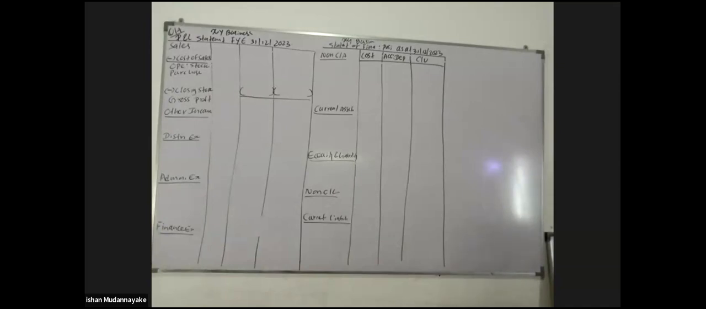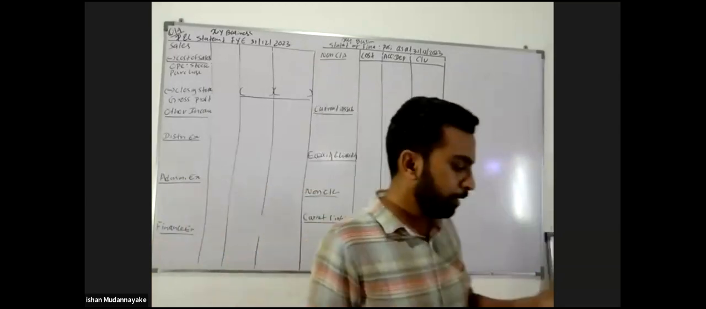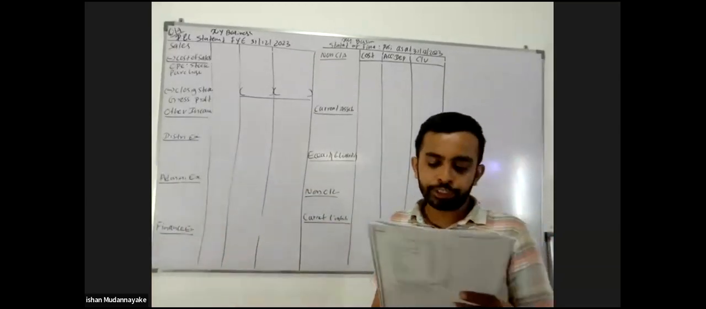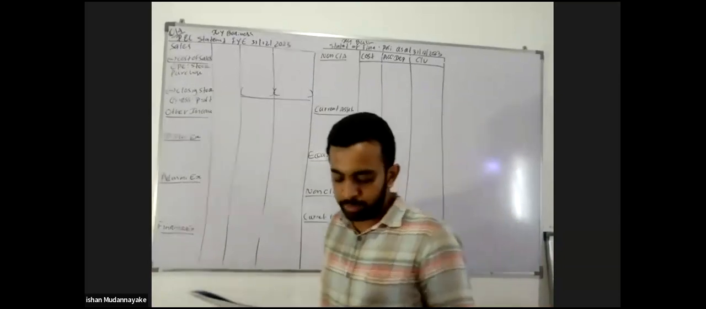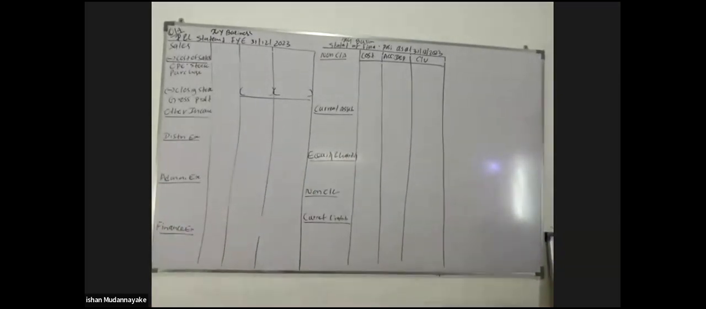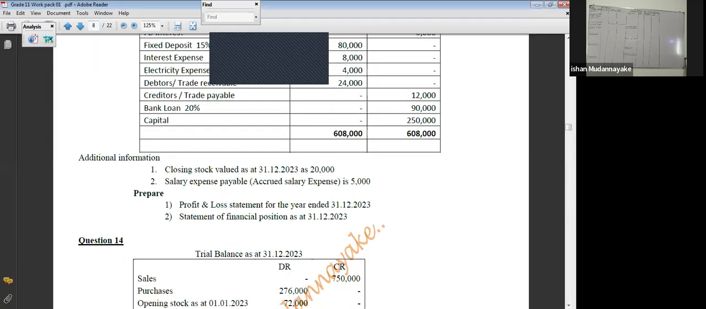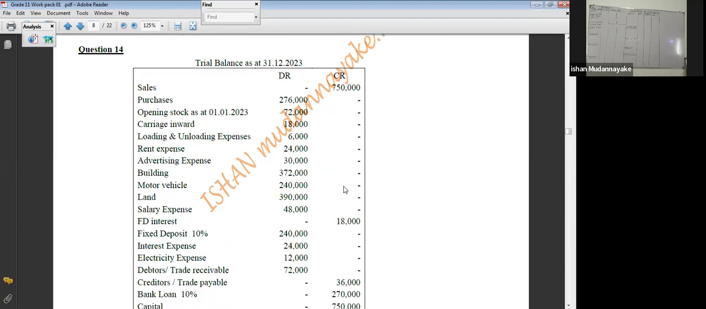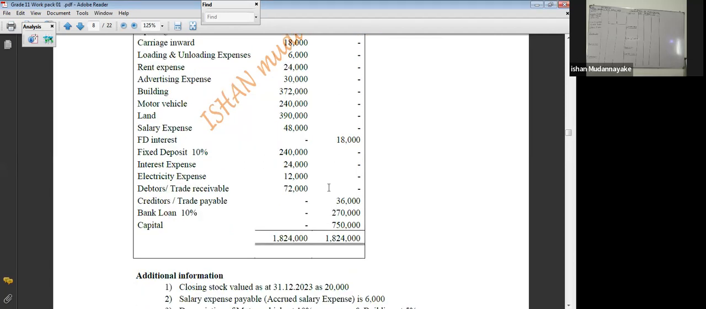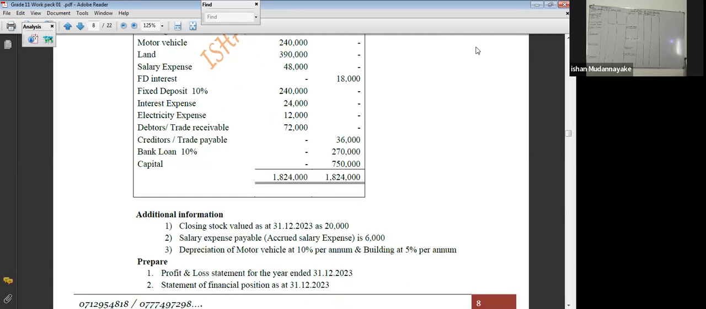Look at question number 14, page number 8. Trial balance as at 31st December 2023. These are the trial balance details of the business organization. And after the trial balance, you can see additional information of the business.